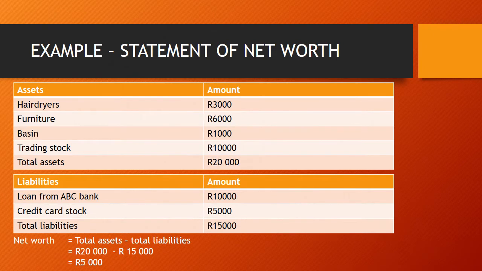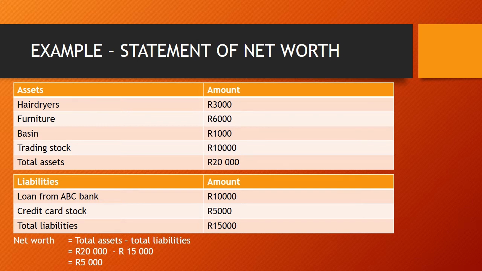Our example of the statement of net worth, we firstly start with assets. Under assets, we have hair dryers to the value of 3,000. Furniture, the amount is 6,000. Basins, the amount is 1,000 Rand. Trading stock, the amount is 10,000. And so at the bottom, we calculate our total asset, which is equals to 20,000 Rand.